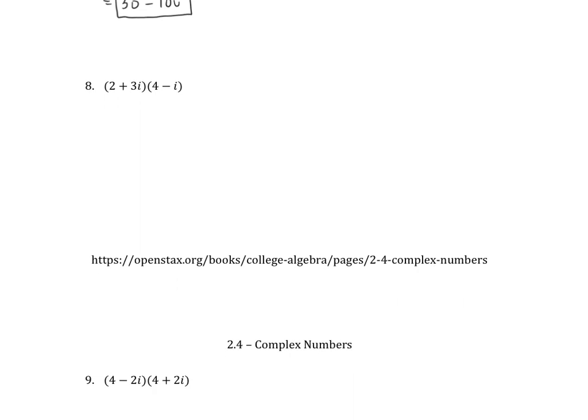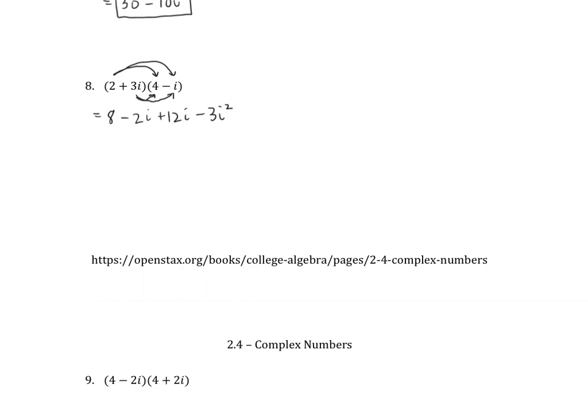All right, number 8. This one we're going to use the distribution property more than once. So some people call it FOIL. We're going to take the 2 and distribute it first. So 2 times 4 is 8. 2 times negative i is negative 2i. Now we're going to distribute the 3i. So 3i times 4 is 12i. And 3i times negative 1 is negative 3i squared.